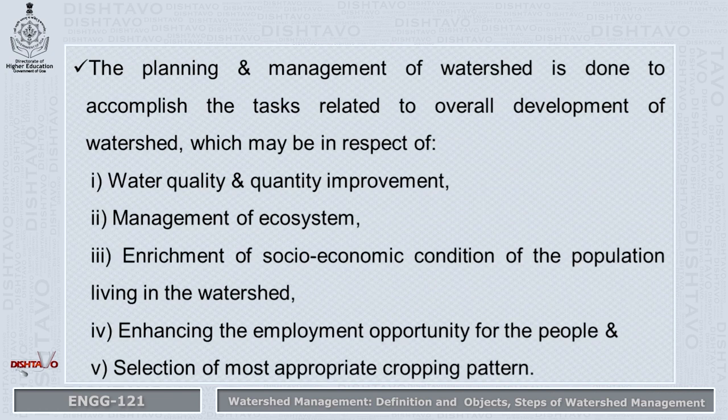The planning and management of this watershed is done by accomplishing different tasks related to overall development of that watershed. These tasks are given here. First is the water quality and quantity improvement. Then management of ecosystem, enrichment of socio-economic condition of the population living in that watershed. Then enhancing the employment opportunity for the people. And the last one is the selection of the most appropriate cropping pattern.